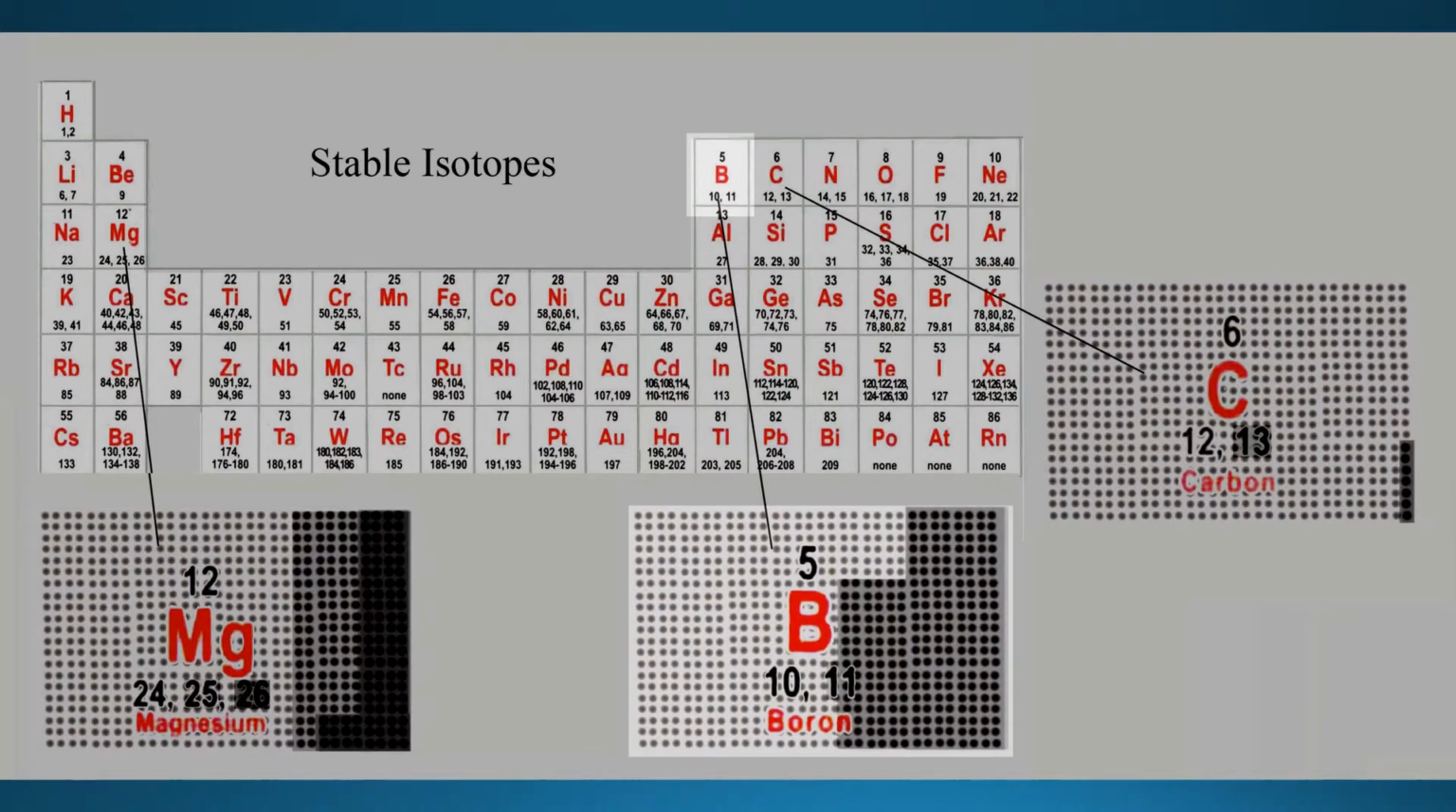Boron has 2 isotopes. You have boron 10. You also have boron 11. Carbon, you have carbon 12 as the majority, and you have a tiny bit of carbon 13. They are the isotopes.